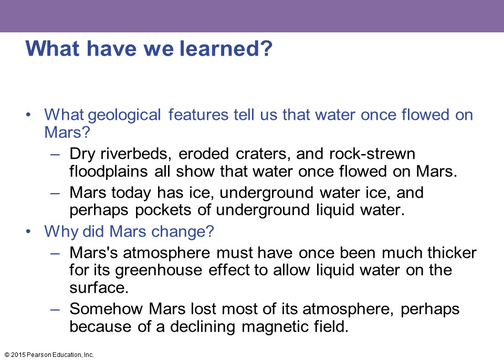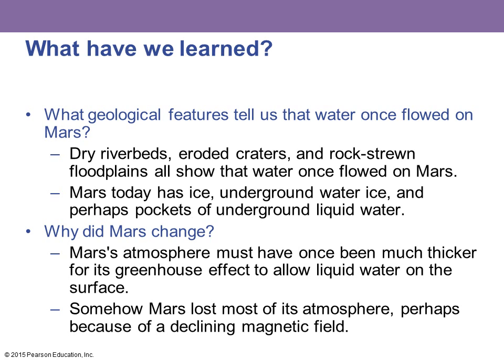So what geological features tell us that water once flowed on Mars? Well, there are dry riverbeds, there are eroded craters, rock-strewn floodplains, all showing that water once flowed on Mars. Today, Mars has ice, underground water ice, and perhaps pockets of underground liquid water. And as we just discovered this past week, we now know that there is a small amount of water flowing on the surface of Mars.